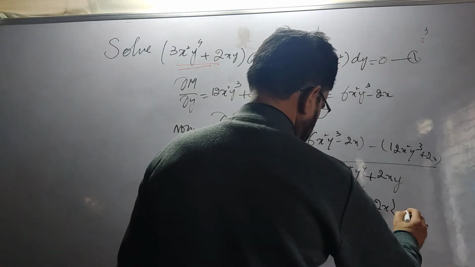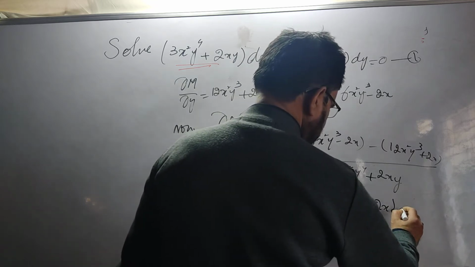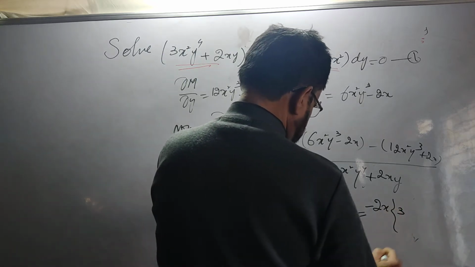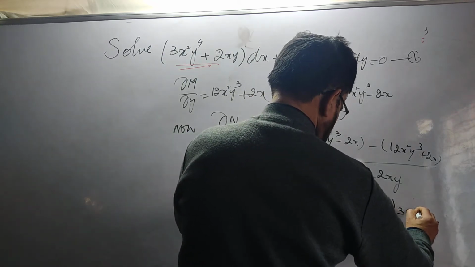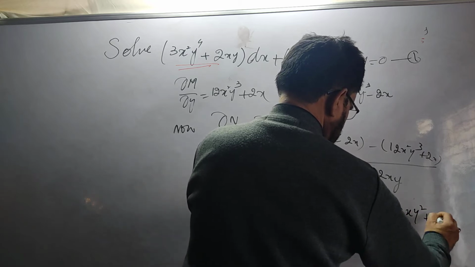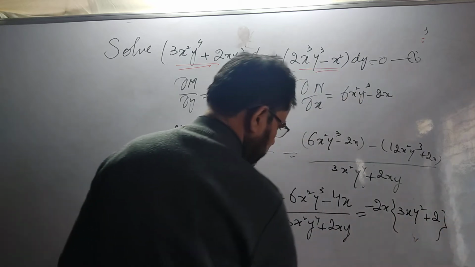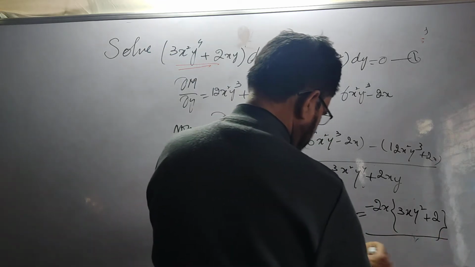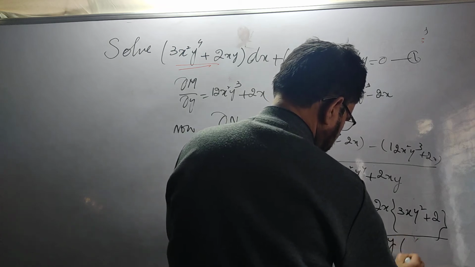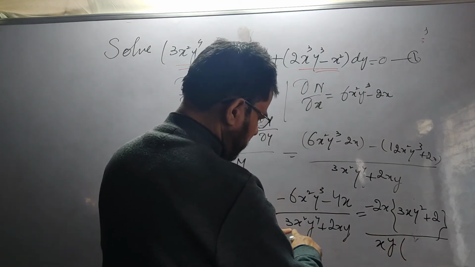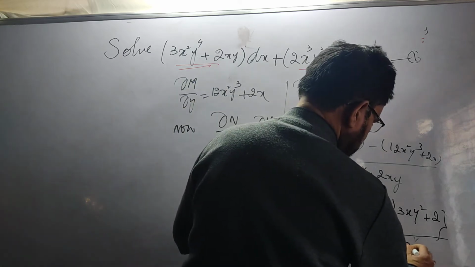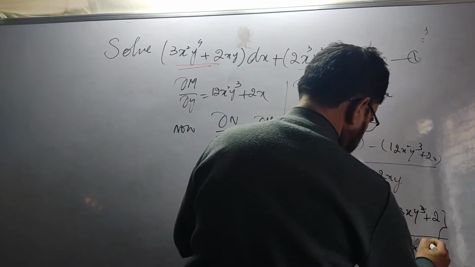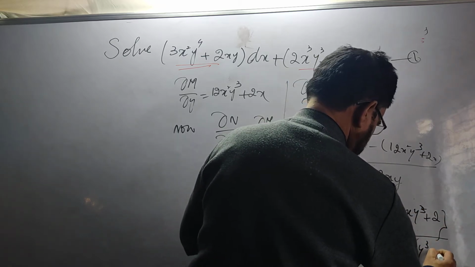This will be 3xy² plus 2 when you take out 2x. From the denominator we can take xy common. When you take xy common, it is 3xy³ plus 2.